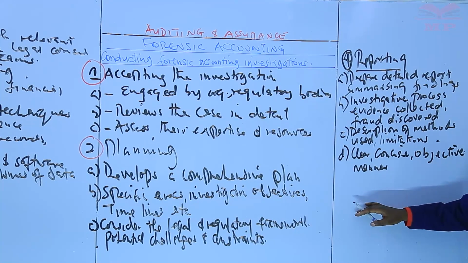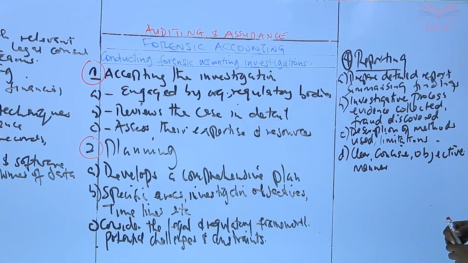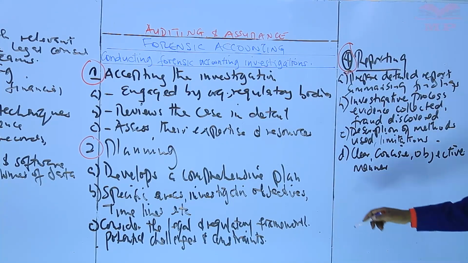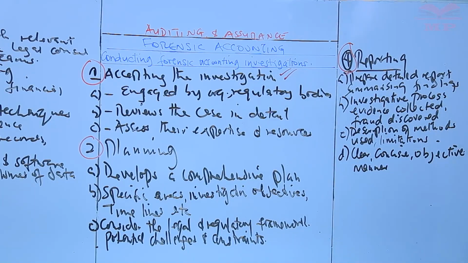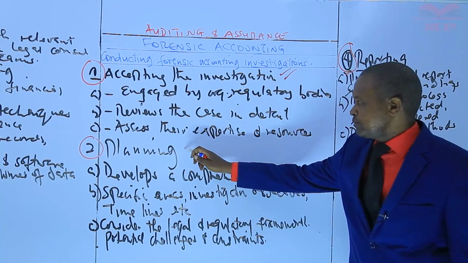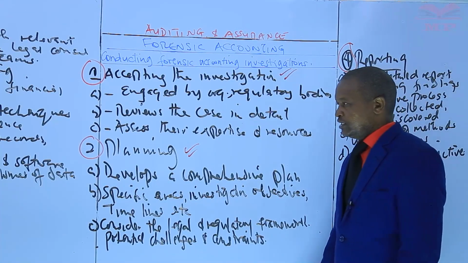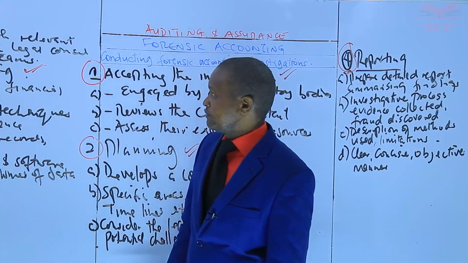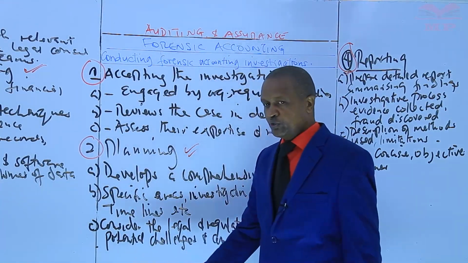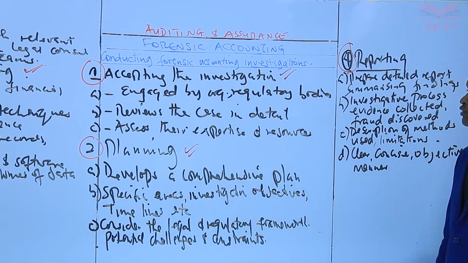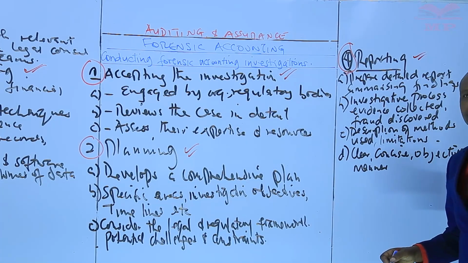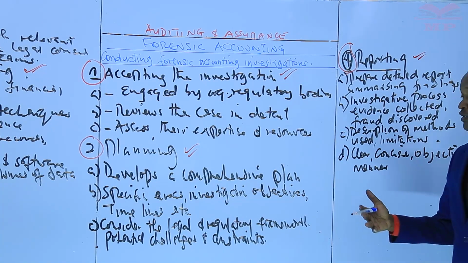So these are the four steps in forensic accounting investigations. Number 1, accepting the investigation. Number 2 is the planning phase. Number 3, evidence gathering. We have outlined how the evidence is gathered. Then number 4, reporting. There has to be a report at the end of the investigation. So is that clear, candidates? So that is forensic accounting investigations.